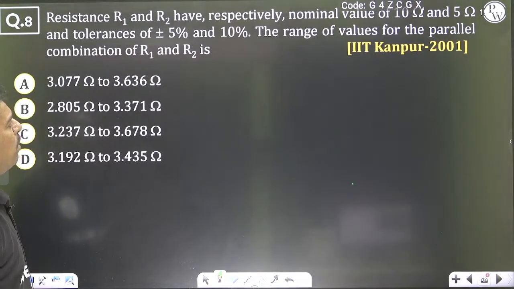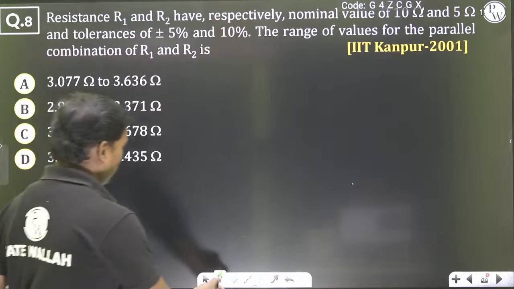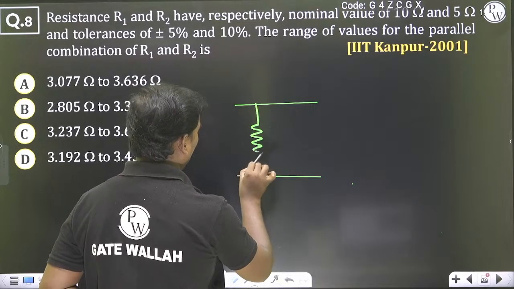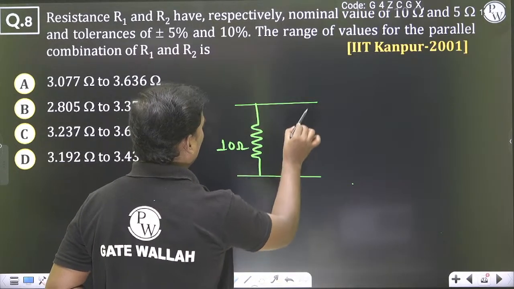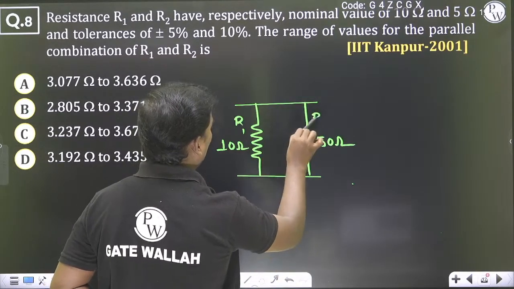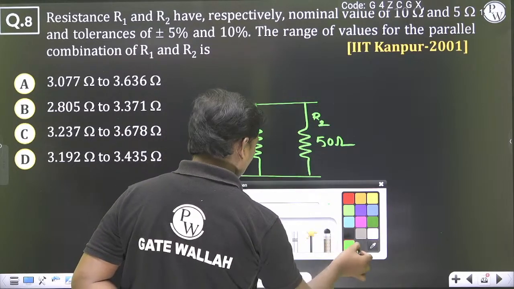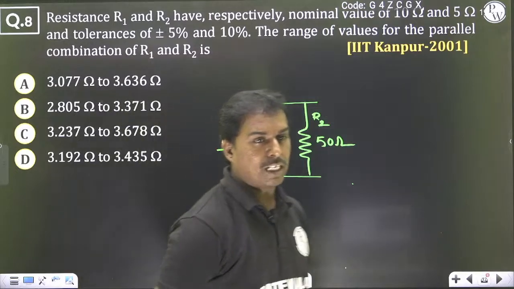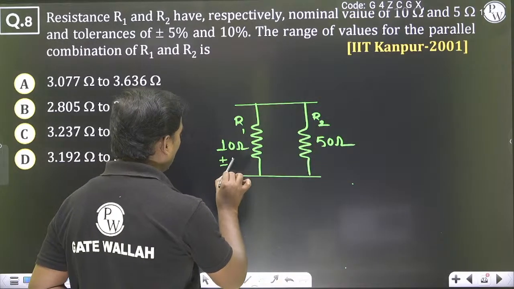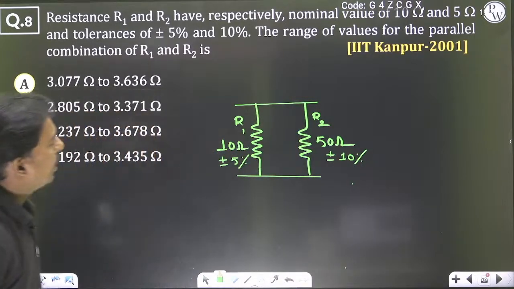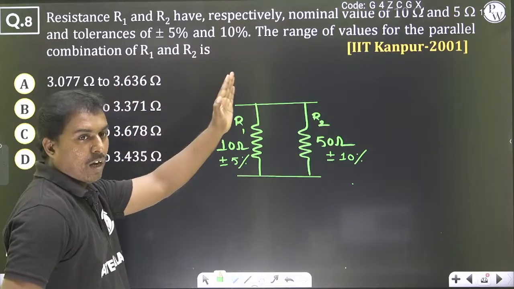Resistances R1 and R2 have respectively nominal values 10 ohms and 5 ohms. So the resistor values are 10 ohms and 5 ohms. Let us take this as R1 and this as R2. They have tolerances of plus or minus 5% and 10%. So this is a tolerance of plus or minus 5%, and this is a tolerance of plus or minus 10%. The range of the values for the parallel combination of R1 and R2 is dash.